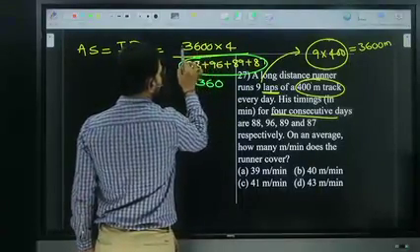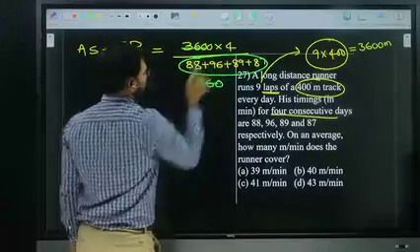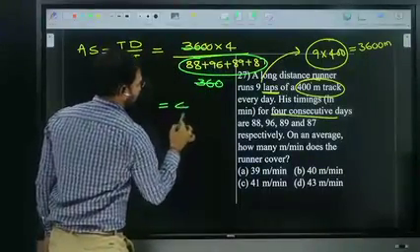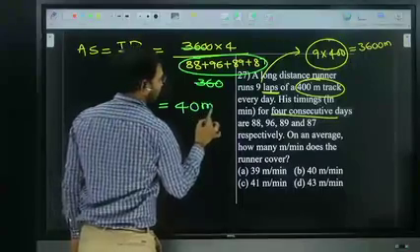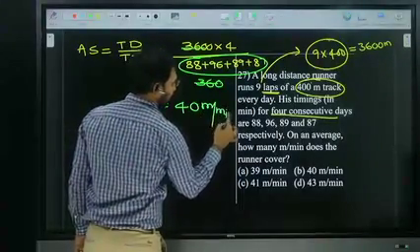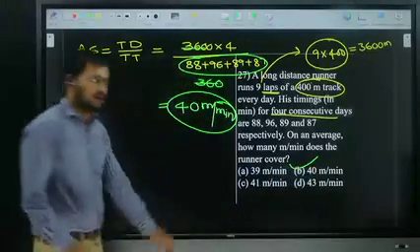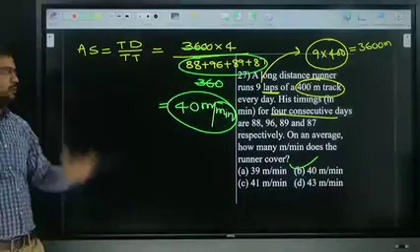360, 360 get cancelled. Now 4 into 10, 40. Therefore your answer is 40 meters per minute. Option B is the right answer. All of you understood? Very good. Just make a note.